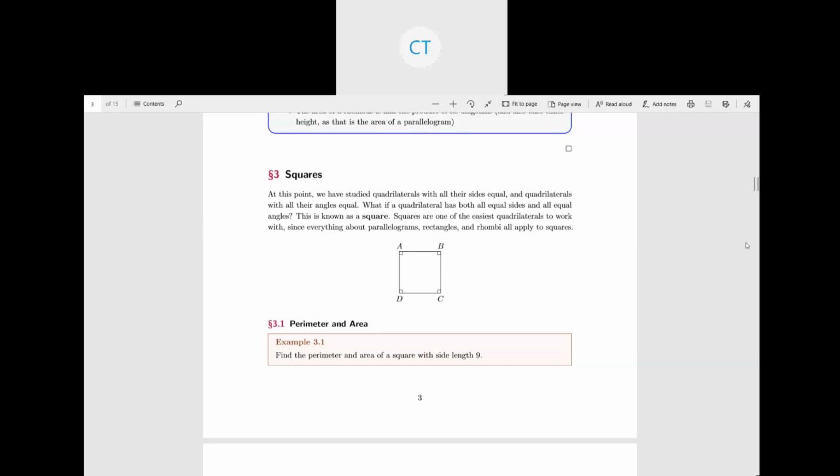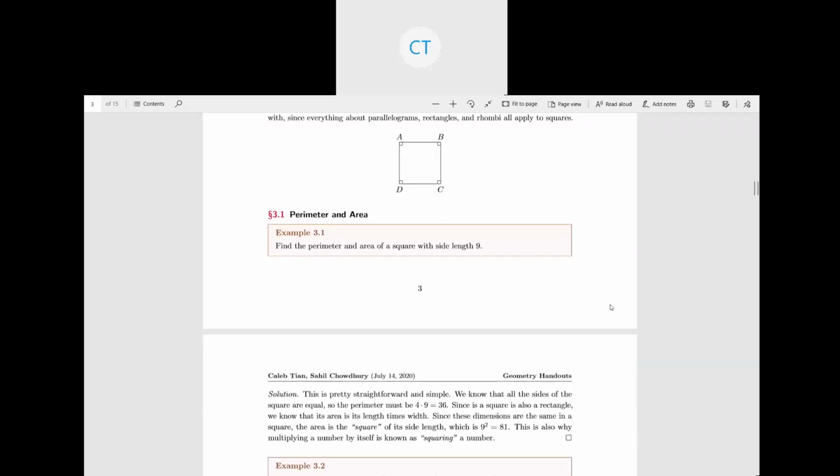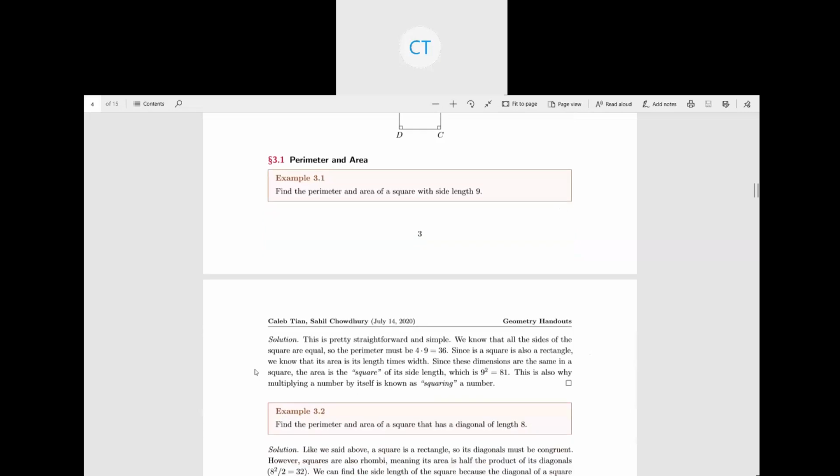All right, I see plenty of correct answers, and it is pretty simple. We know that all the sides of the square are equal already, so it's going to be 4 sides times 9 units, so that's just 36 for the perimeter. And the square is considered a rectangle, so the area is just going to be the length times the width. These dimensions are going to be the same because it's a square, so it's going to be 9 squared. That's also why we call it the square of a number. And this will give us 81.